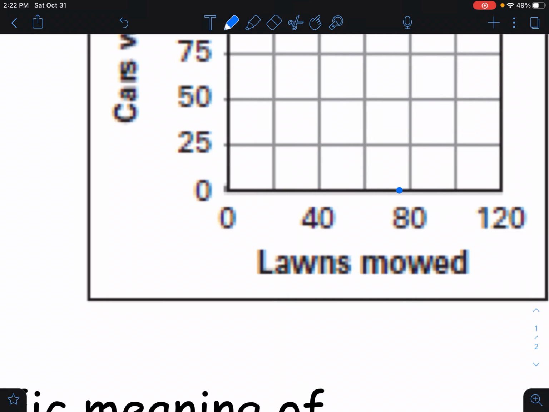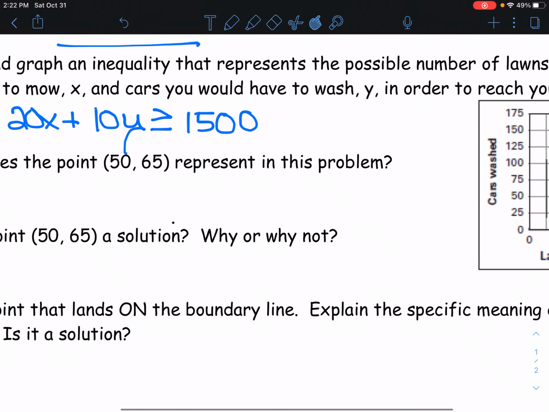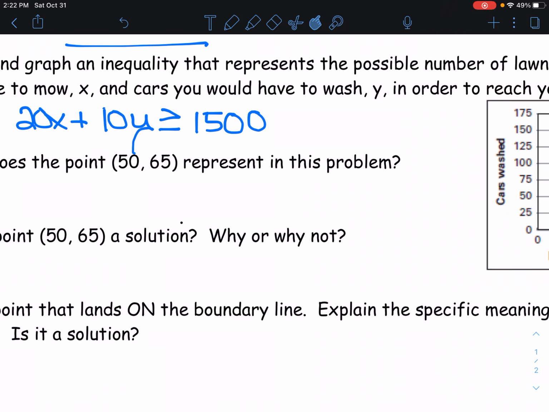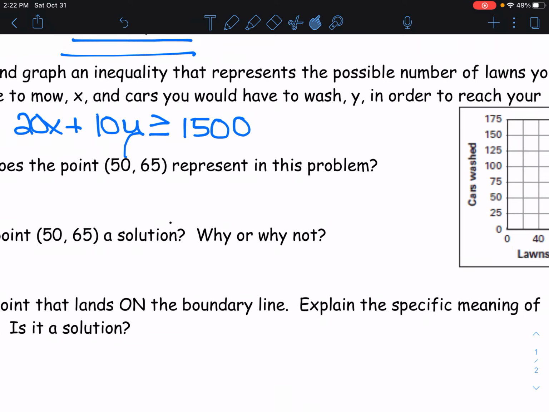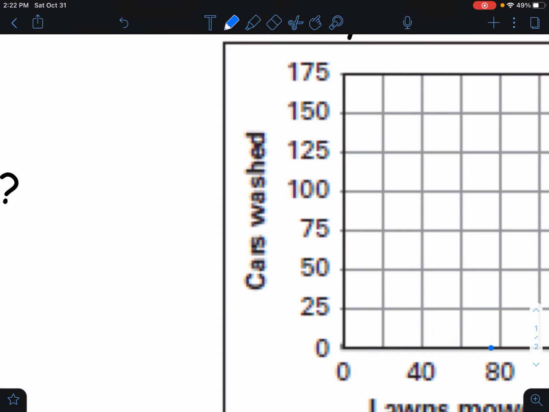All right, now if I go back, I cover up my x now, then I would have 10y equals 1,500. Divide by 10 on both sides, that would give me 150. Okay, well that's a little easier to plot. All right, so now I'm going to draw my line. Okay, I'm trying to get that as accurate as I can.